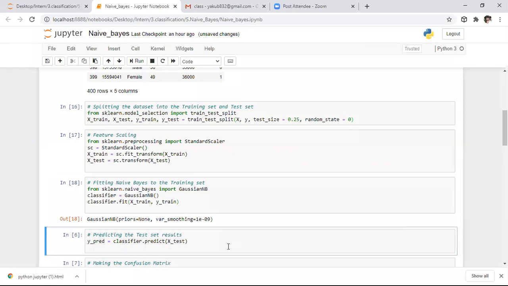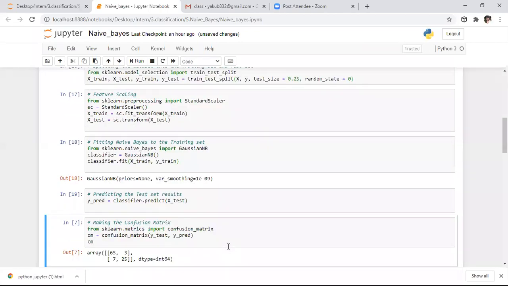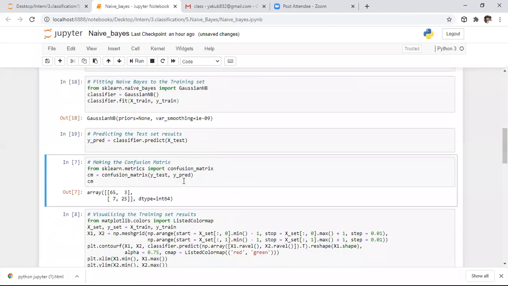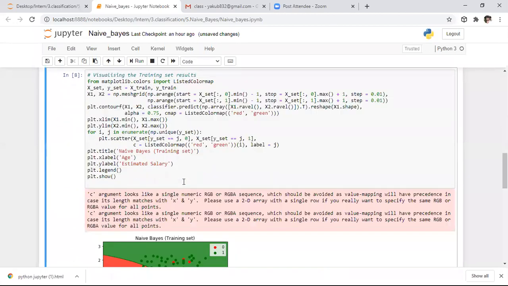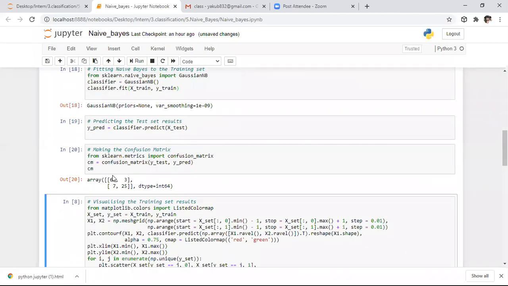After that, we need to predict the outcome. So here I'm predicting the output. After predicting the output, I want to observe the confusion matrix. If you observe the confusion matrix, out of 100 points, it is predicting 90 points correctly and 10 points wrongly. That is nothing but the accuracy of this algorithm being 90%. So by using the naive Bayes model, we are predicting the output 90% accurately.